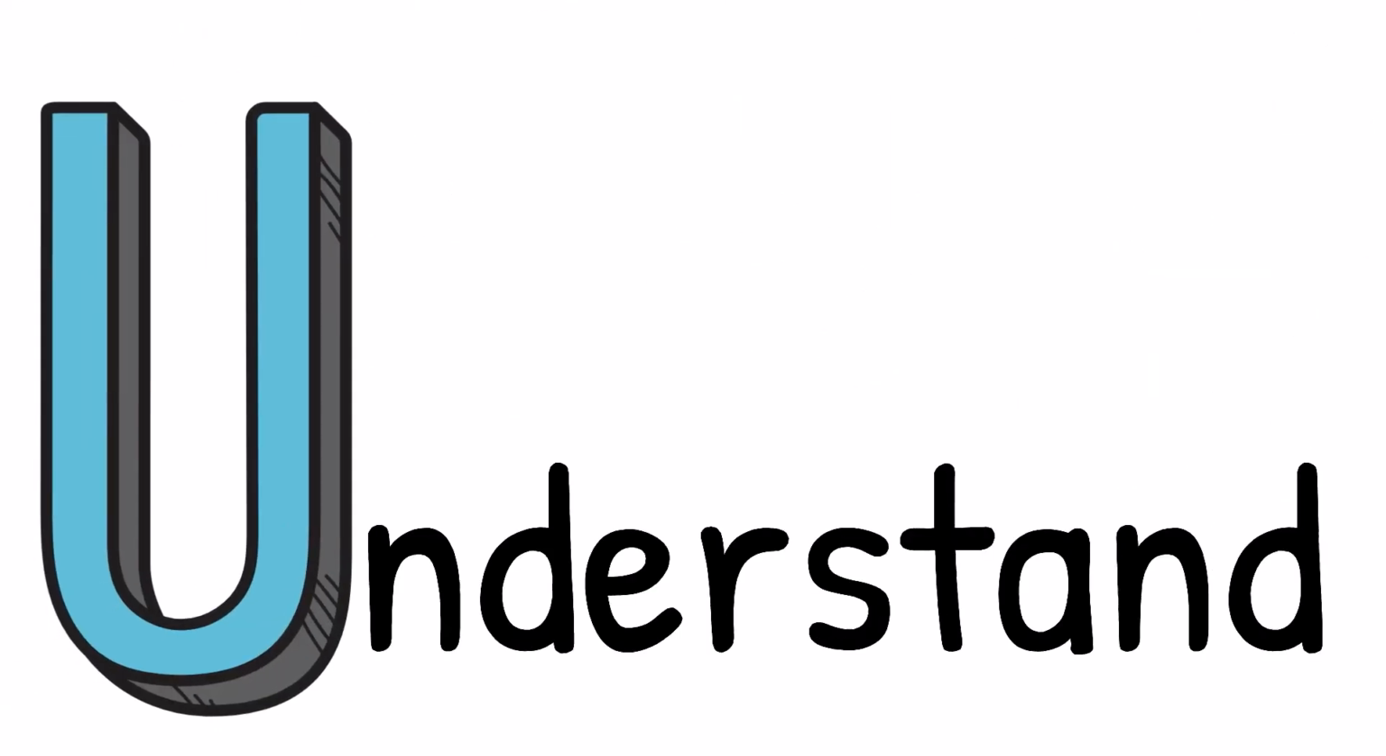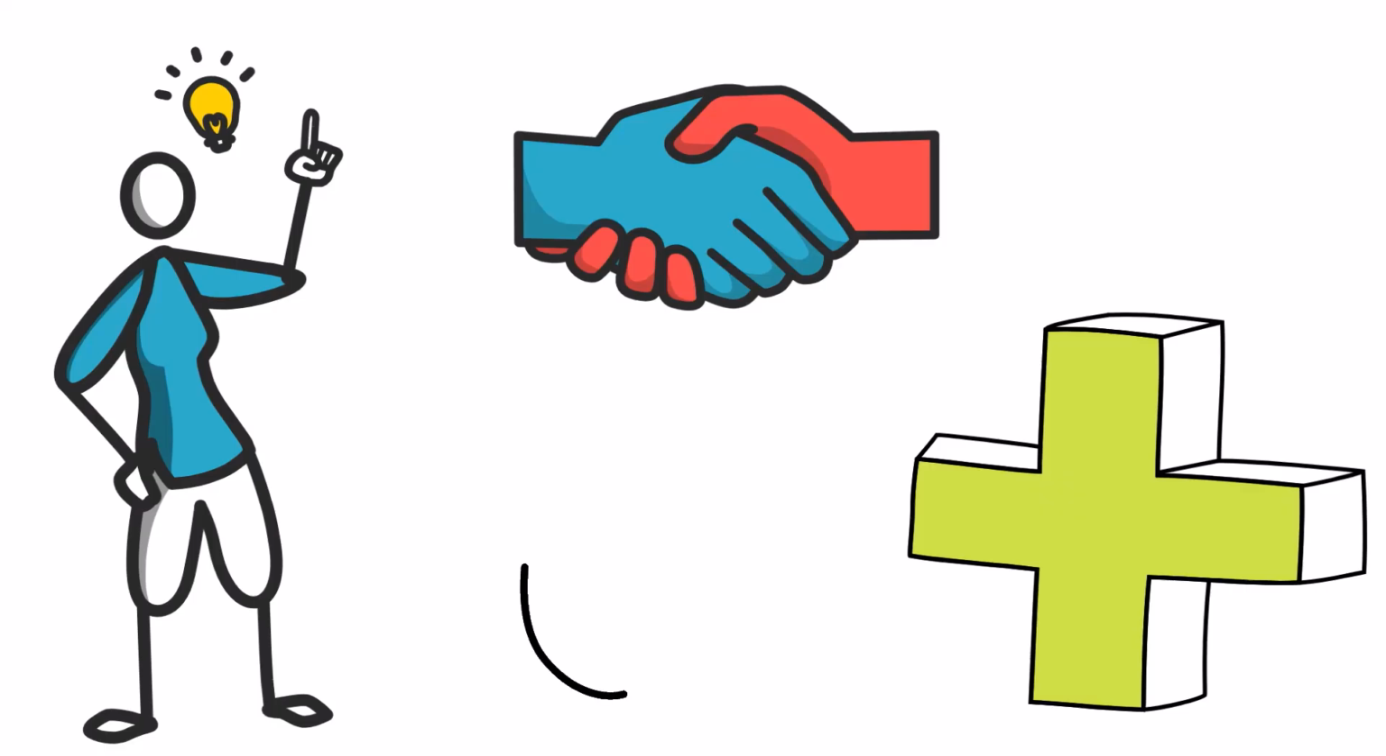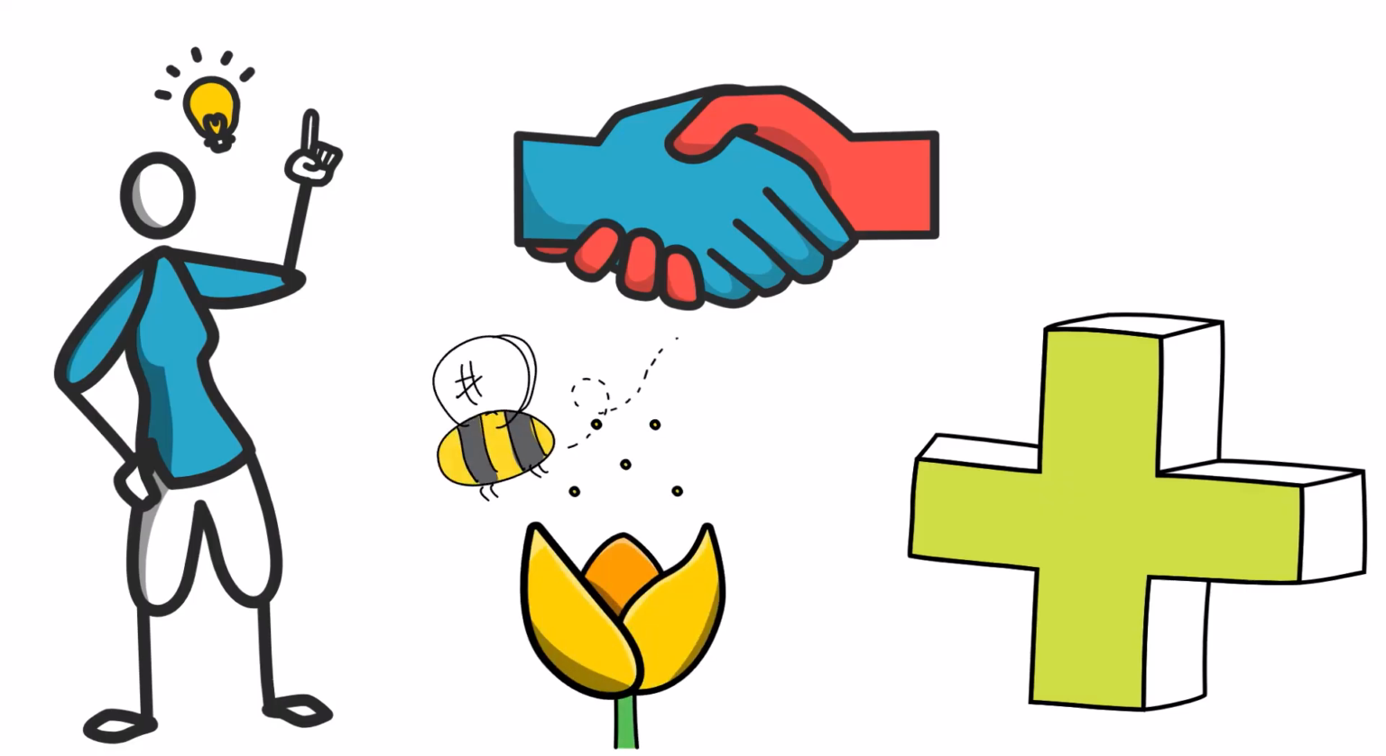U is for understand. Now you explain your topic to help the reader understand it. You can add a few sentences that give more background information or context about your main idea. For example, as bees fly from flower to flower, they pick up pollen on their bodies.